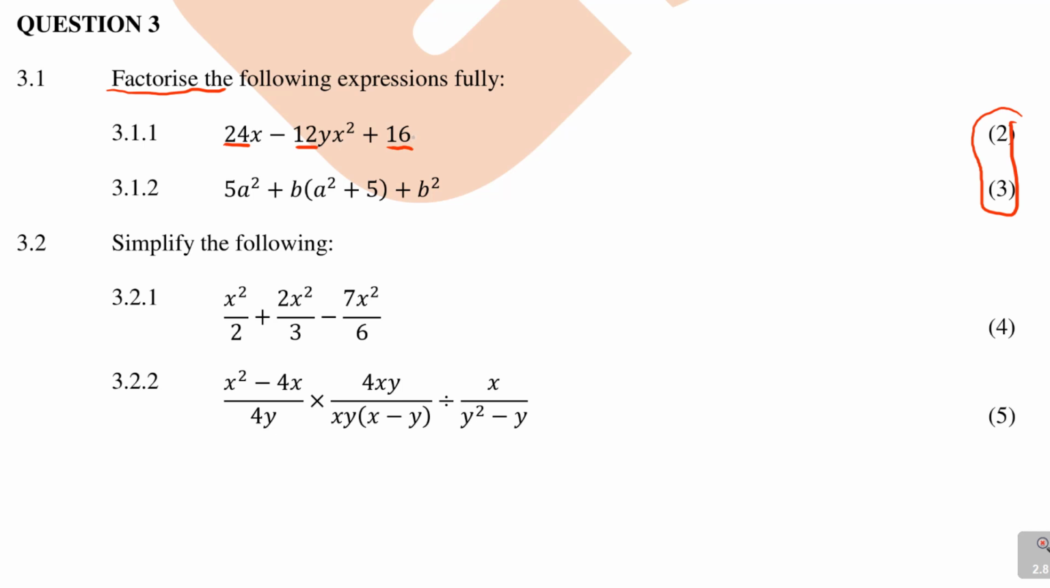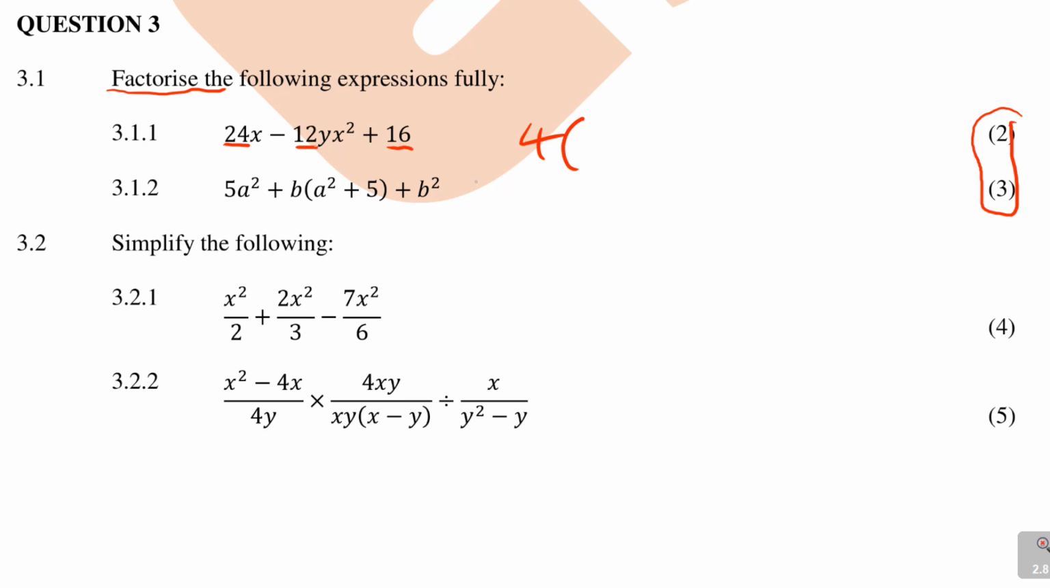Which is the highest number that can go into 24, 12, and 16? It's 4. So you take 4. Again, look at x, yx squared, and 16. Is there anything common in all these letters? No, I think it stays at 4 because the 16 doesn't have an x. Thank you very much, that is a good observation. So what will be inside the bracket?